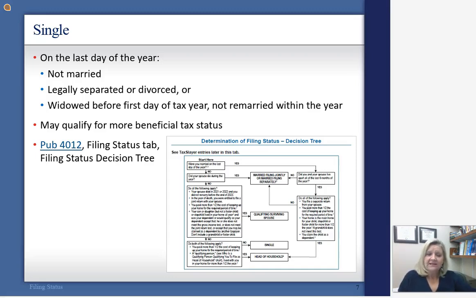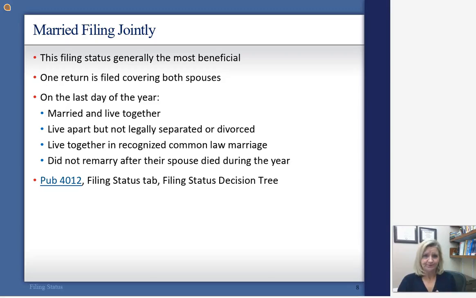And legally separated is actually a legal status. In the state of Iowa, you can get a legal separation, which is similar to a divorce, but not the same. And so they would actually need to tell you that they have paperwork indicating that they were legally separated by December 31st. Or if they were widowed by December 31st and they didn't remarry during the tax year. Okay, so that is a circumstance where the client would file single.